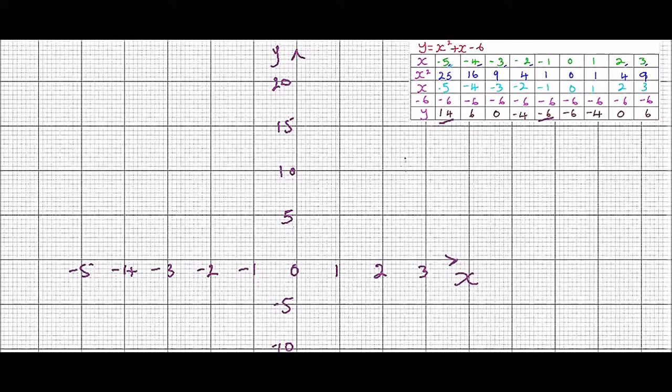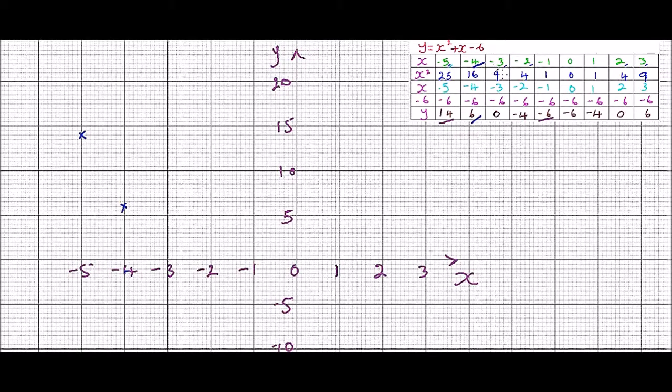From there, we read the values to identify the points from the table that we have prepared. So when x is minus 5, y is 14. And therefore, we are going to identify that point. When x is minus 5, y is 14. So you note that the two small squares represent 1 unit. So that is where we have our 14. When x is minus 4, y is 6. So this is minus 4, y is 6. We identify our point there.